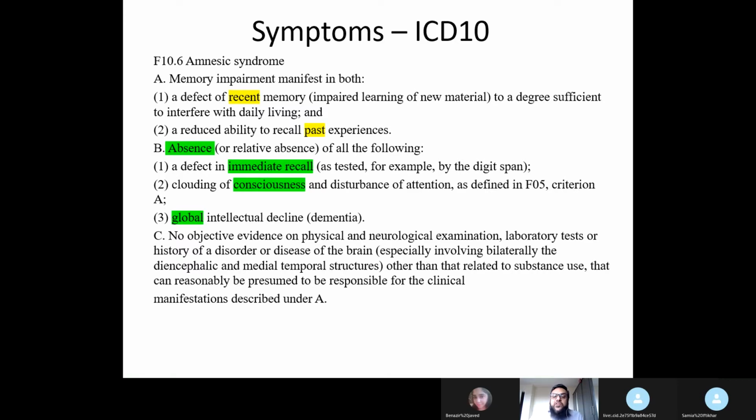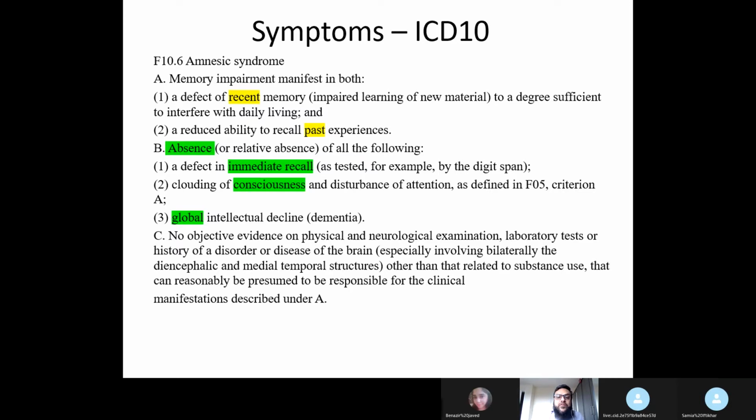Now, no objective evidence on physical and neurological examination, laboratory tests of a disorder or disease of the brain, especially involving bilaterally diencephalic and medial temporal structures, other than that related to substance use, that can reasonably be presumed to be responsible for the clinical manifestations described under A. So here they say that there should not be any evidence on physical neurological examination apart from what substance use can do. So what can you see?